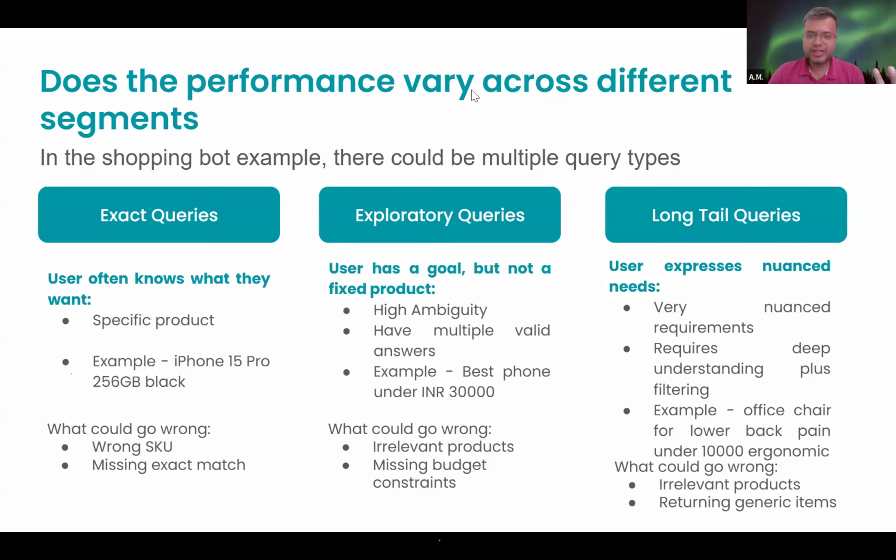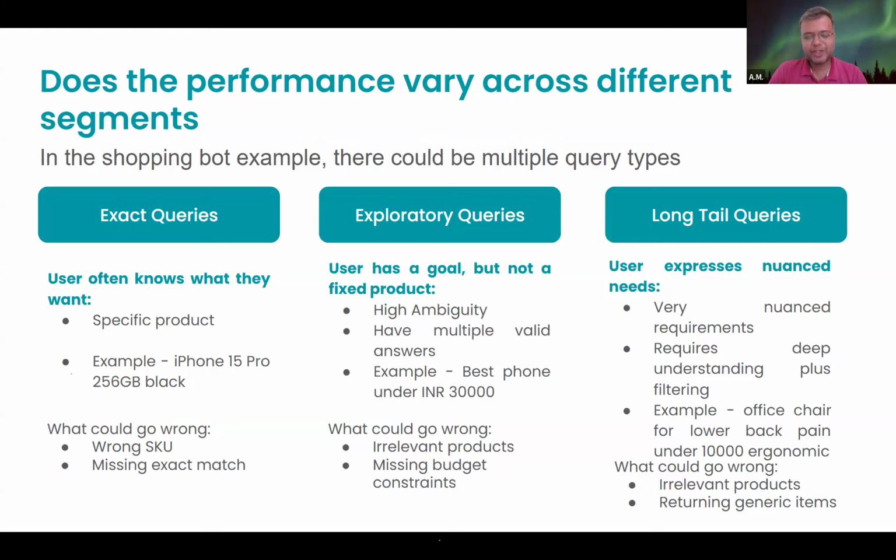You should also test it for certain long tail queries, which are not seen enough in your system but are complex enough, for you to even understand whether your AI system is working correctly or not, right? So let's say something is coming with a very nuanced need of the user. The user says, I want an office chair for lower back pain, which should be ergonomic and under a budget of 10,000 rupees, right?